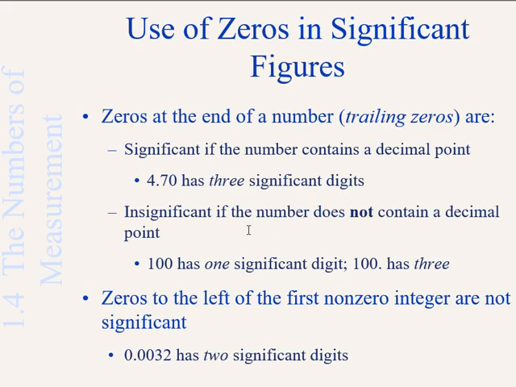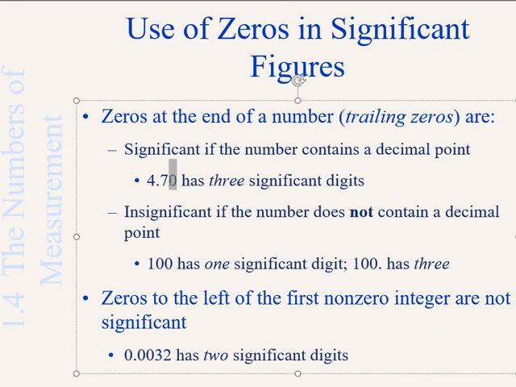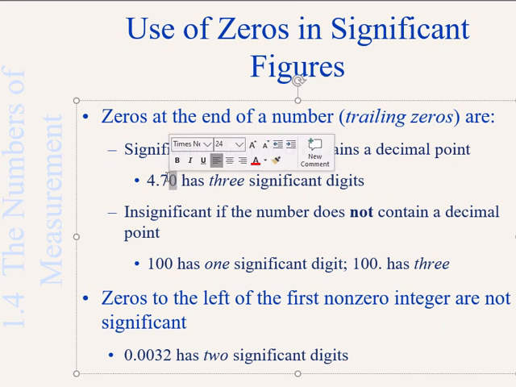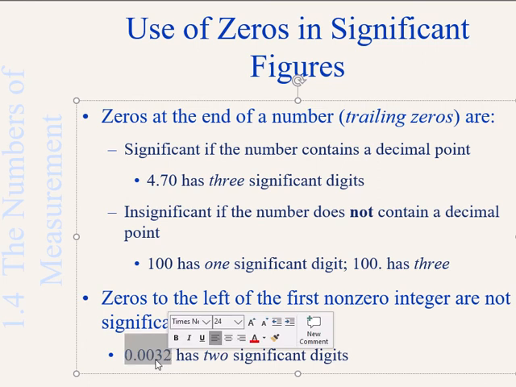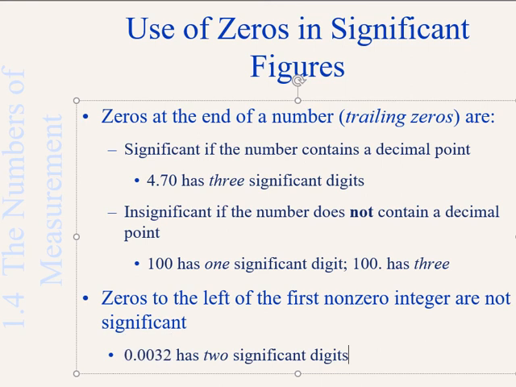Hence, as we saw here in 4.70, the zeros that show up after the decimal point, where there are numbers preceding those zeros, are significant. But here we have 0.0032. 0.0032 only has two significant figures.